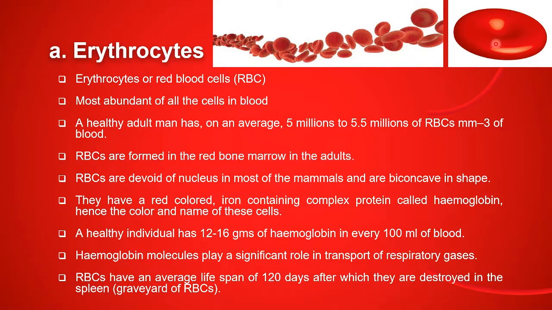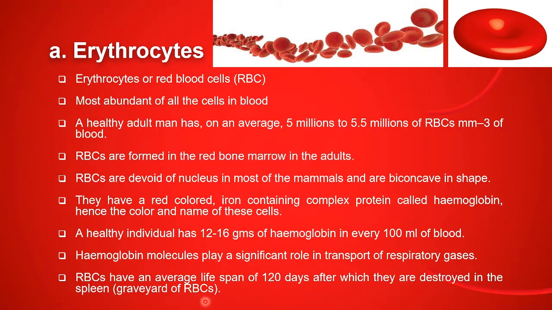Here you can see, they have a red colored iron-containing complex protein called hemoglobin. Hence the color name is given to these cells, erythrocytes. A healthy individual has 12 to 16 gram of hemoglobin in every 100 ml of blood. The hemoglobin molecule plays a significant role in the transport of respiratory gases. RBCs have an average lifespan of 120 days, after which they are destroyed in the spleen. That is why the spleen is also known as the graveyard of RBCs.